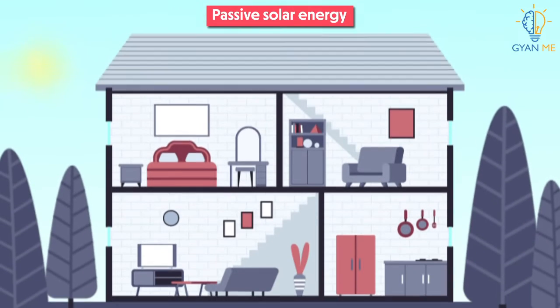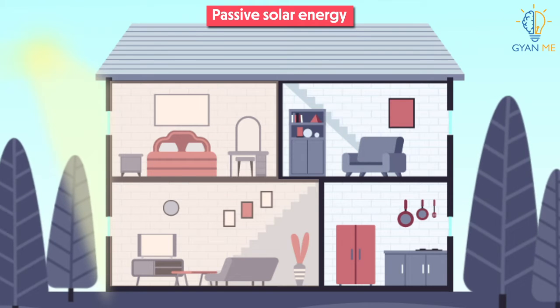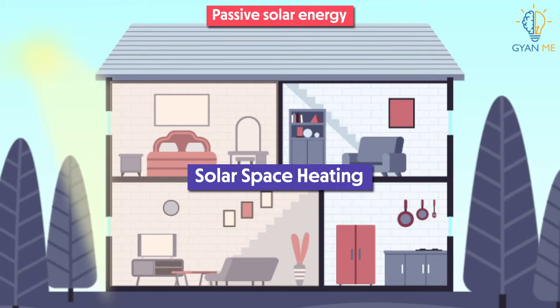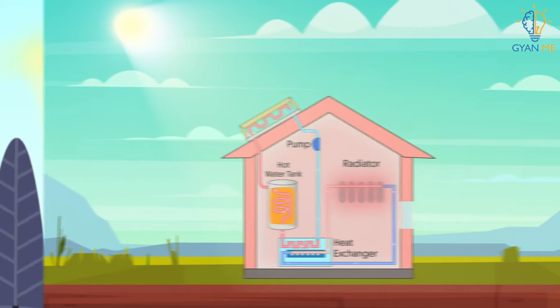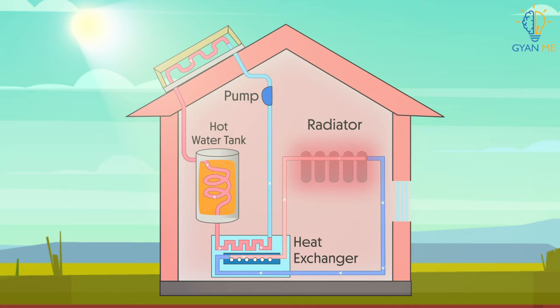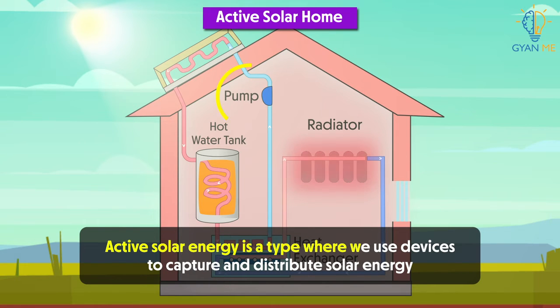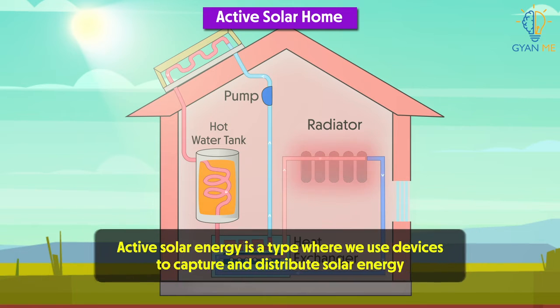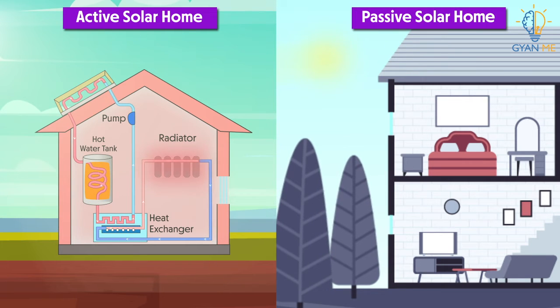This technique of using the sun's heat to heat up the spaces within the buildings is called solar space heating. Today, most homes use solar energy for space heating. Homes which have mechanical equipment such as pumps and blowers for heating are called active solar homes. Recall students, we said that active solar energy is a type where we use devices to capture and distribute solar energy. So, the homes which do not have such equipment are called passive solar homes.